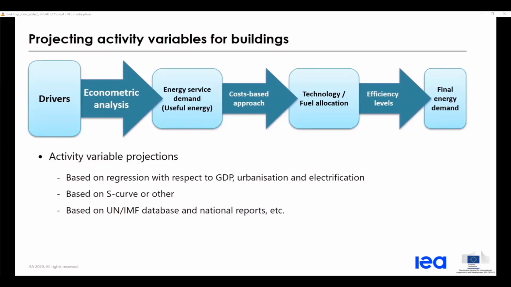If we go back to the drivers, we will look over the next slides at possible methodologies to identify the best proxy for each subsector. The projections of activity variables can be based on regression with respect to GDP or electrification, but we can also use different types of curves, like the S-curve. And as mentioned earlier, this requires us to use different data that can come from the IMF or other national reports.